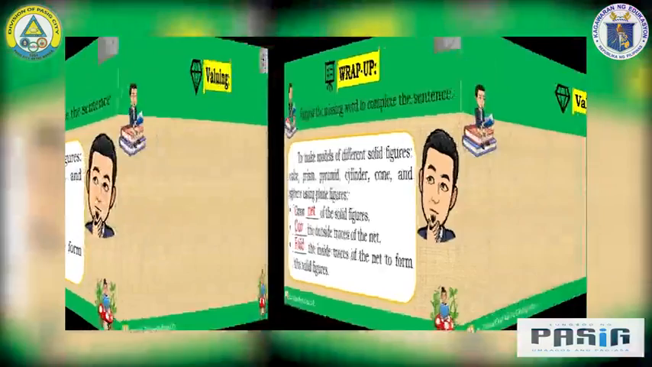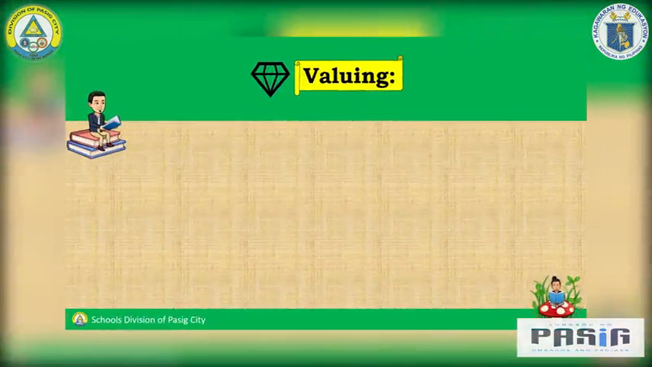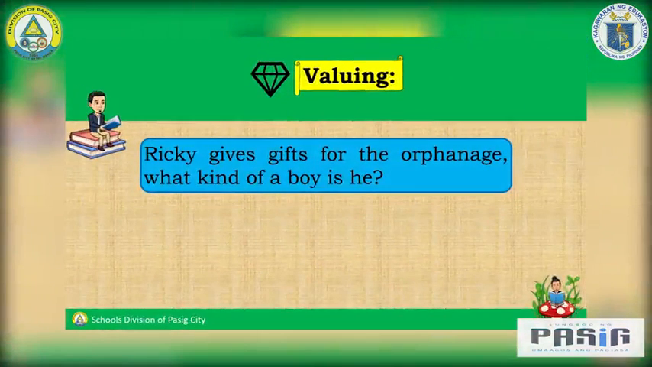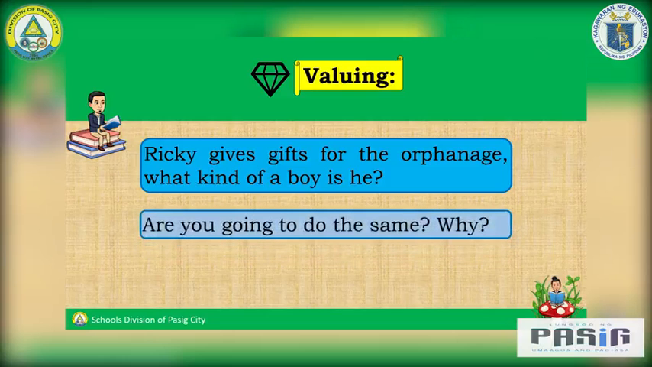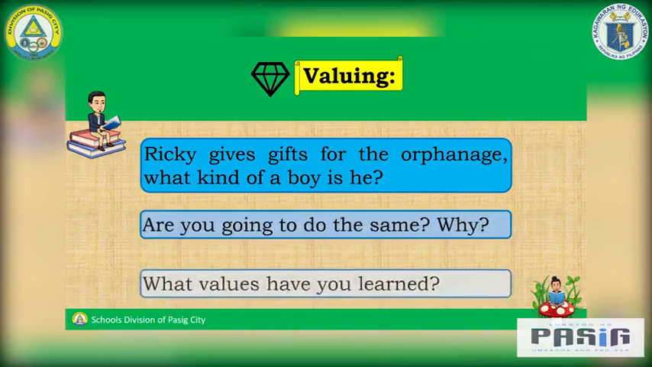For the valuing, answer this in your notebook. Ricky gives a gift for the orphanage. What kind of a boy is he? Are you going to do the same? Why? What values have you learned?